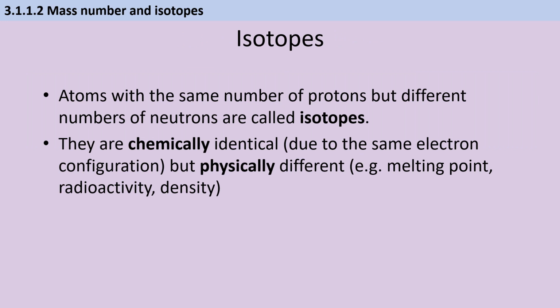Isotopes are different atoms of the same element, and therefore they have the same number of protons, but they have different numbers of neutrons. They're chemically identical, in other words, they undergo exactly the same chemical reactions because they have the same electron configuration. But they're physically different because they have different numbers of neutrons, so they may have different melting points, radioactivities, and densities.